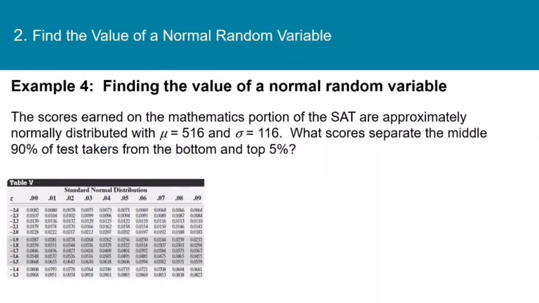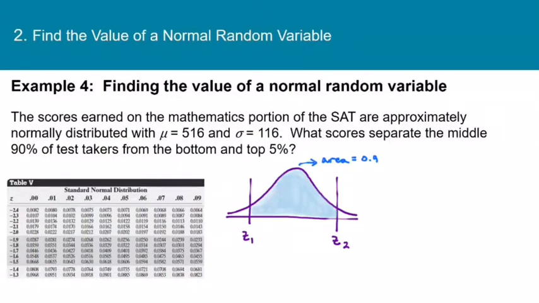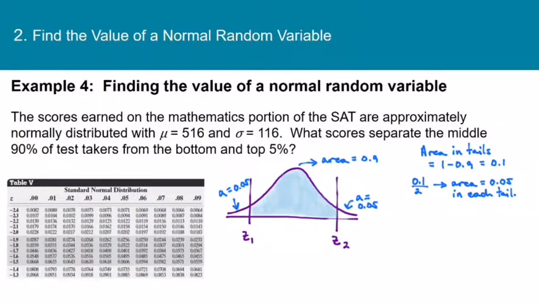And so now we can draw our standard normal curve, and we want to separate the middle 90% from the bottom and top 5%. So that's going to take two z-scores. The middle area is 0.9. Now if the middle area is 0.9, then that means the area in the tails is 0.1. That's the complement. So now if there are two tails and we split the area between them, then 0.1 divided by 2 gives us an area of 0.05 in each tail. And now we need to go to the table and match this area of 0.05 to a z-score.